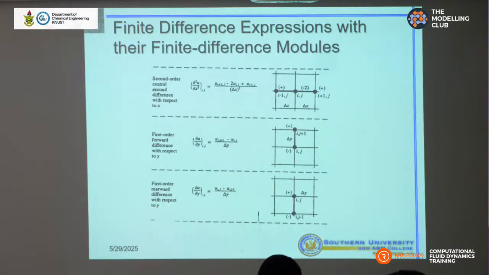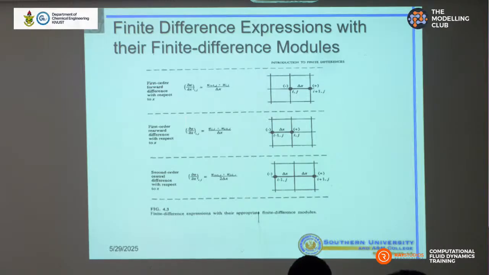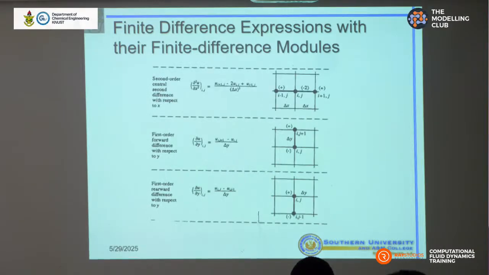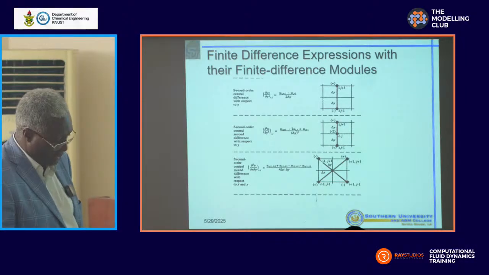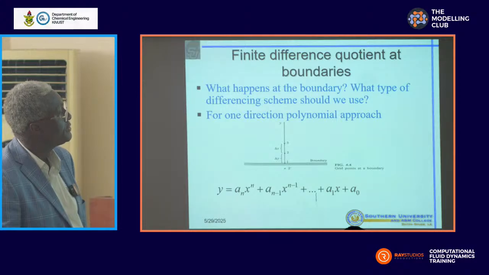Okay, and these are for the first derivatives. This represents the second derivatives. The second derivative, this is the central difference for the second derivative. This is the forward difference in y, and this is the backward or rearward difference in y. You have mixed derivative terms, and so on and so forth.